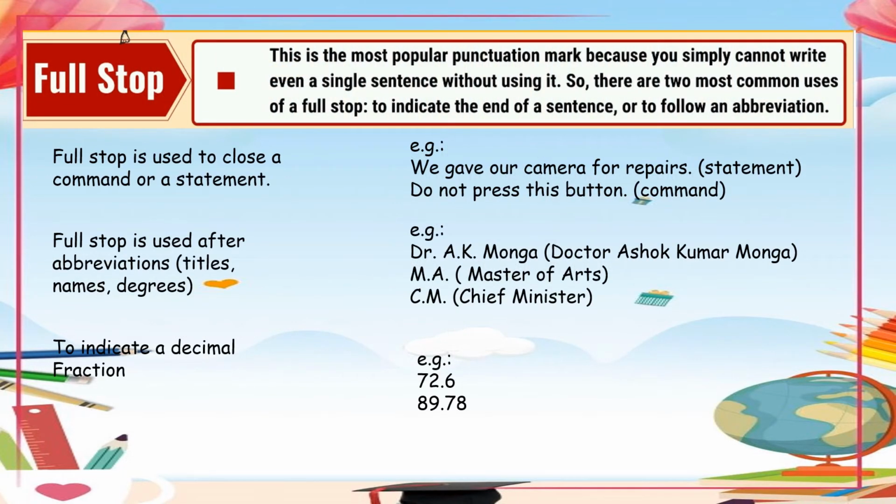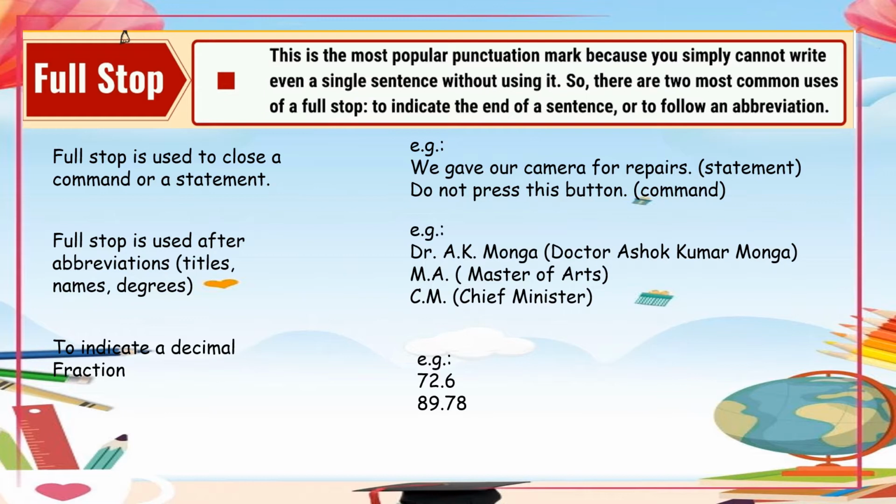Now, the very first punctuation mark that I've put up is the full stop. The definition is put up, but I'll list some main rules. You can go through the definition given above. A full stop is used to close a command or a statement. For example, we gave our camera for repairs. It's a normal statement starting with a capital letter and ending with a full stop. Do not press this button. Just a full stop. It's a command but a normal statement.